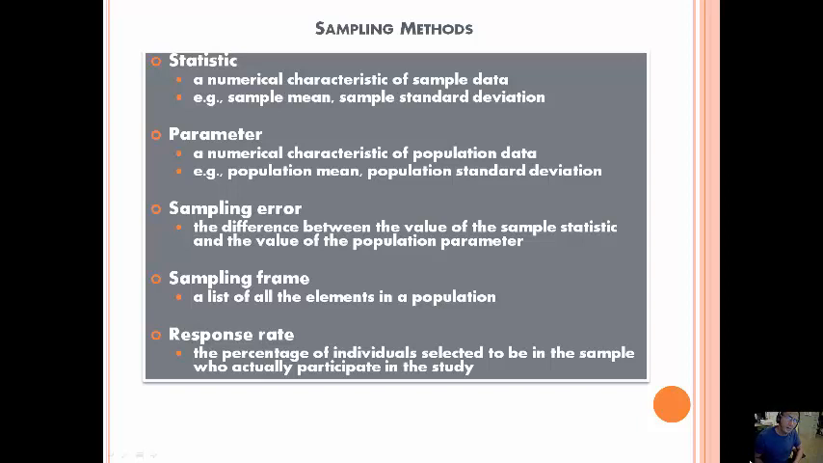Response rate is particularly important whenever you're doing surveys. You send out a survey into a population of, let's say, 1,000. What kind of response rate can you get? And then based upon that response rate, the people who answer those surveys, what is it about them that makes them different from the people who don't answer surveys? So right there you've introduced a certain amount of bias into your study.